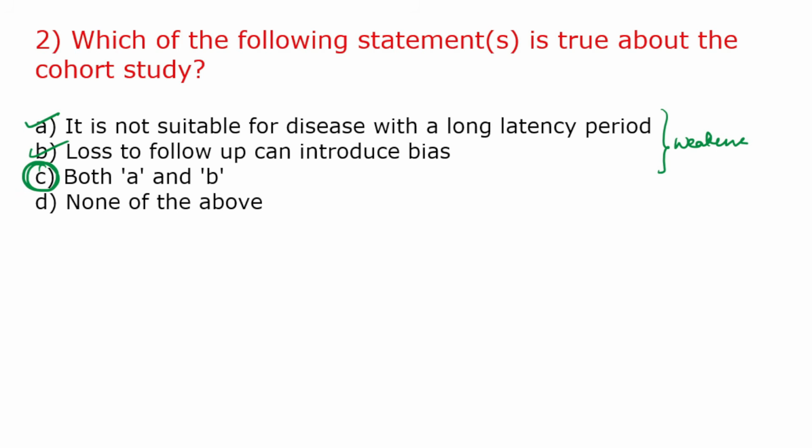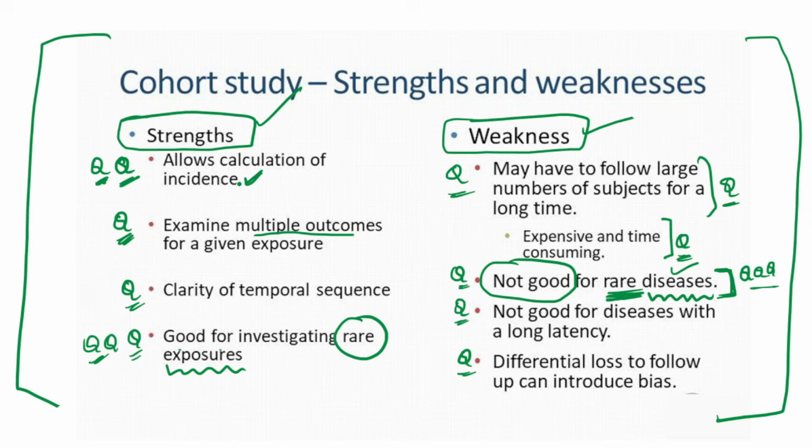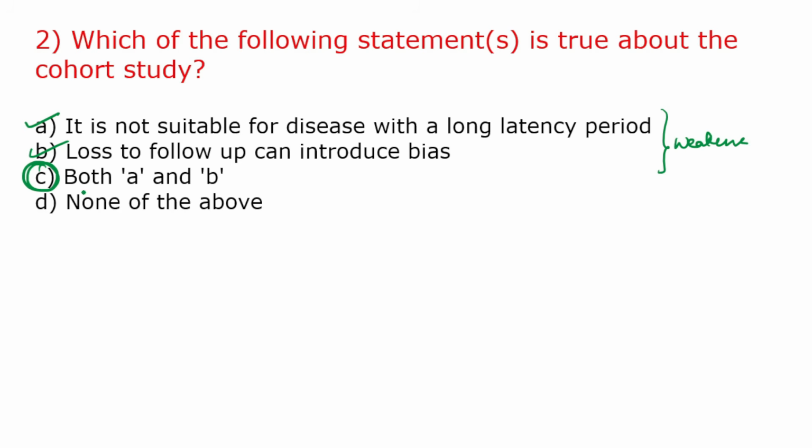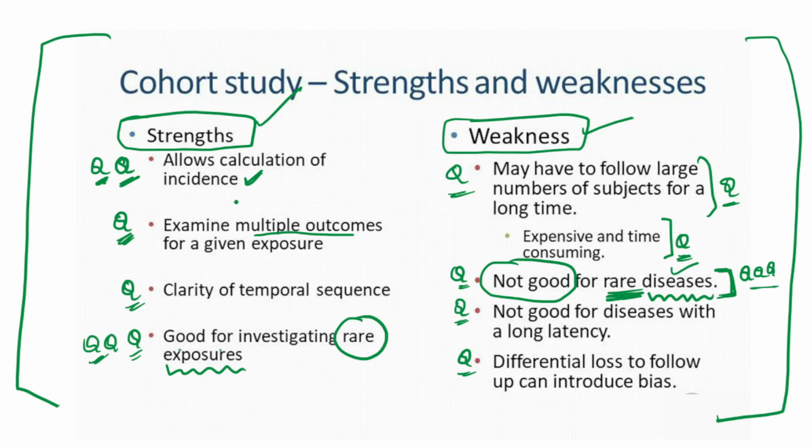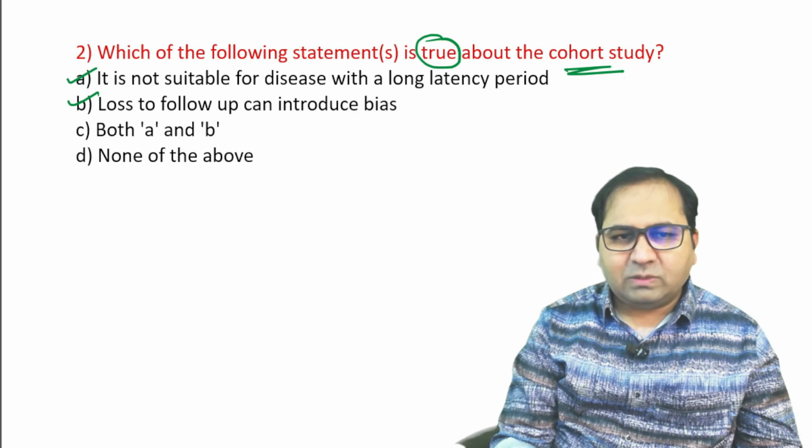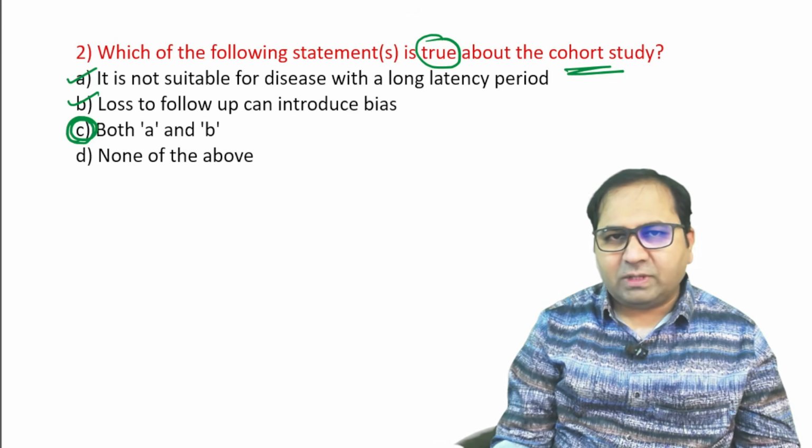As far as our question is concerned, these two were given as options because both of these were weaknesses of the cohort study. So please remember this question, the answer for this question, and also the chart of the strengths and weaknesses of cohort study. So therefore, option C, that is both A and B, are true. So please remember the question and the answer.